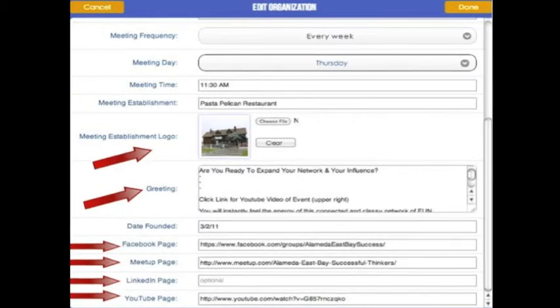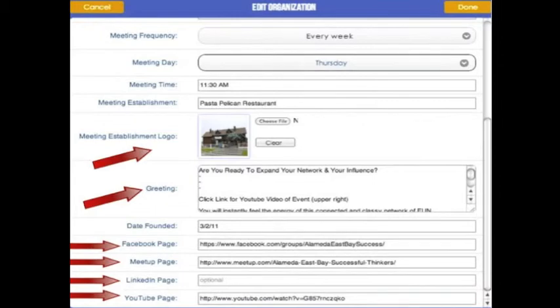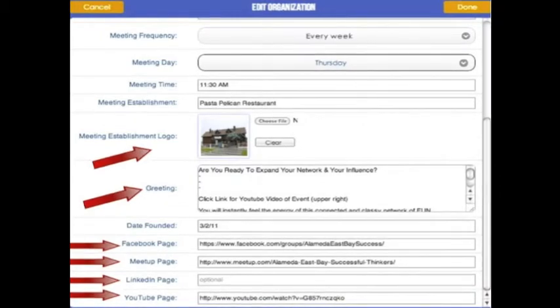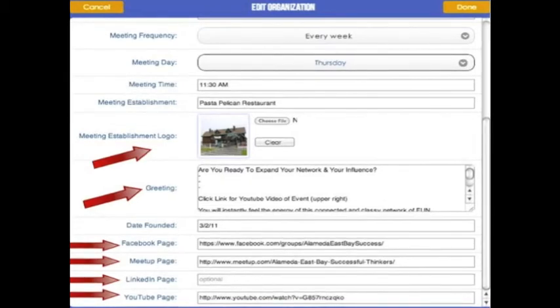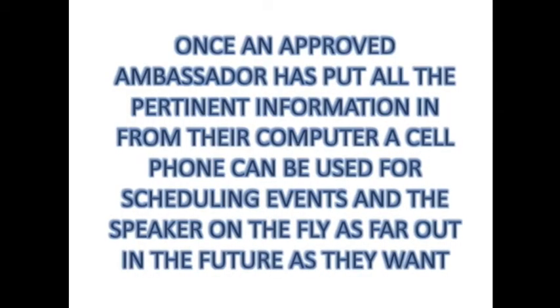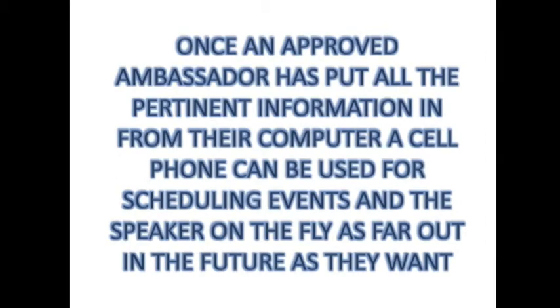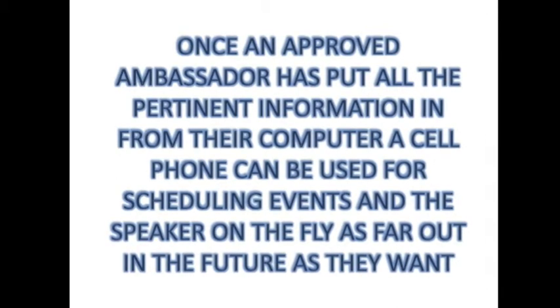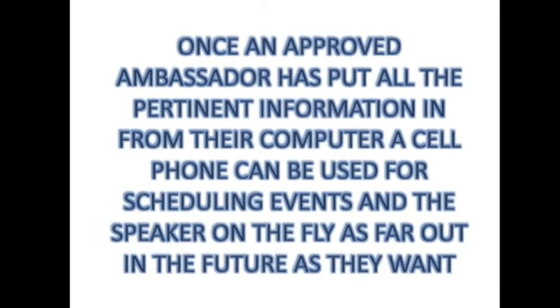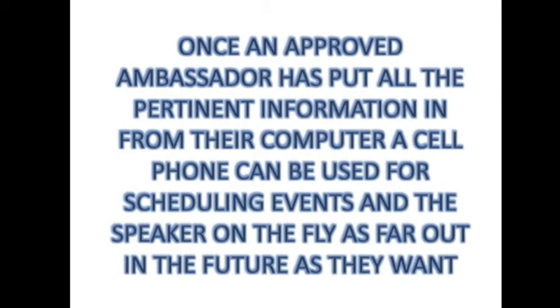The reason for that is because we know that having a short video, 2 or 3 minutes, 4 minutes max, of an event encourages other people to come, because they can see the fun and the activity and that this is a real deal, and that they need to experience the whole process of going to Successful Thinkers chapters. As I said, once an approved ambassador has put all the pertinent information in from their computer, a cell phone can be used for scheduling events and the speaker on the fly, as far out in the future as they really would like to do.